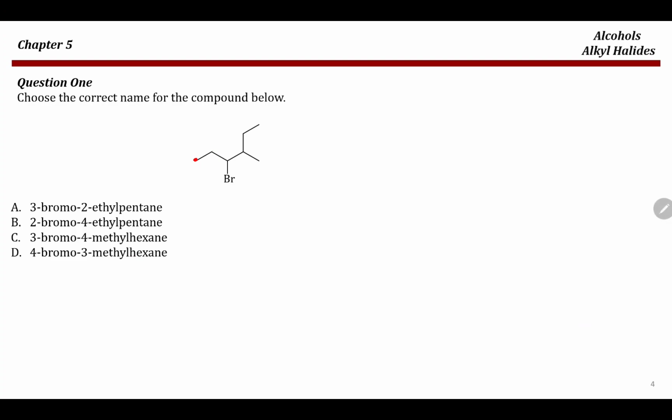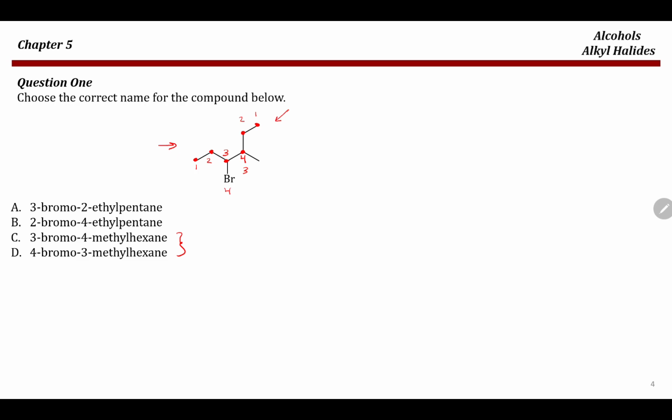So 1, 2, 3, 4. I have to go up because this is the longest chain. 5, 6. So this is hexane. So those are the two possible choices. And then let's start counting from the left side. 1, 2, my branches will be at 3 and 4. Or if I start counting from the right side, they will be 1, 2, again 3 and 4. So again, we have the same numbers.